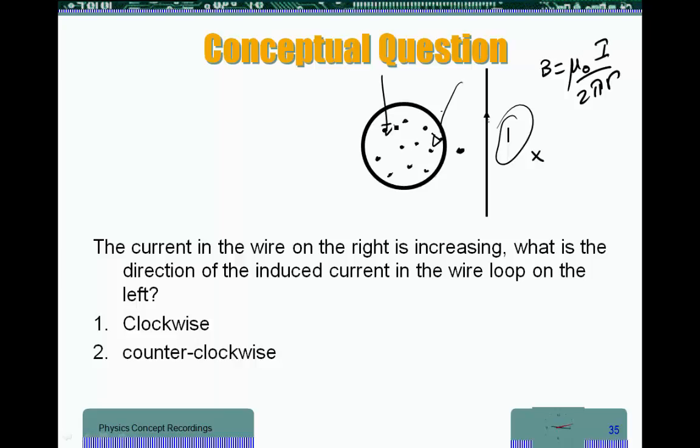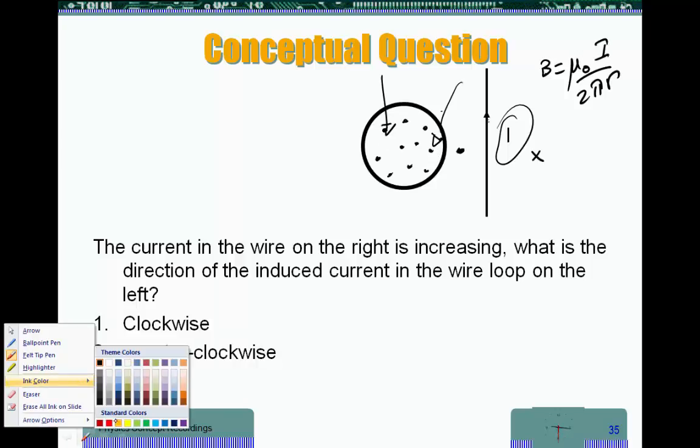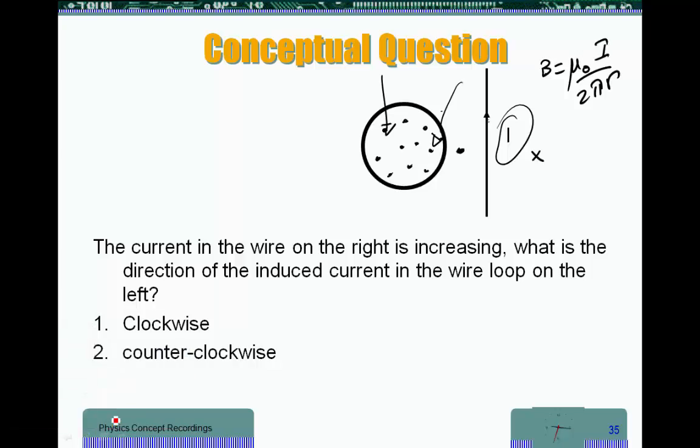Now, we are increasing the current, meaning we are increasing the flux in this direction. The induced current should be such that it's going to oppose that increase. To oppose that increase, the magnetic field due to the current should be in that direction. To have a magnetic field in that direction, the current, using the right-hand rule again, should be in this direction, which is clockwise.